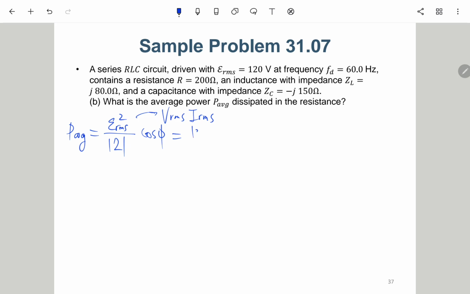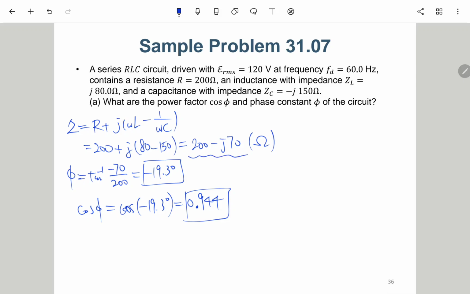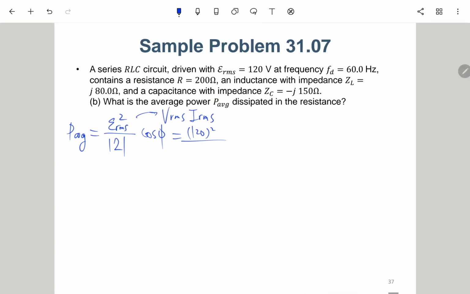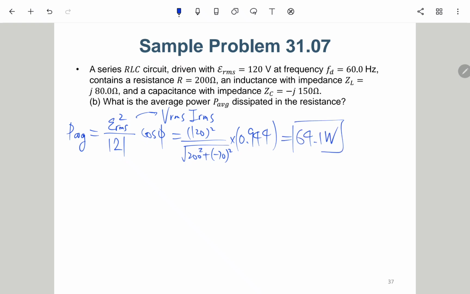So this is 120 squared over the absolute value of Z. Z is 200 minus j70, so this is the square root of 200 squared plus negative 70 squared, and then cosine of phi is 0.944 according to the previous question. So this is 64.1 watts.